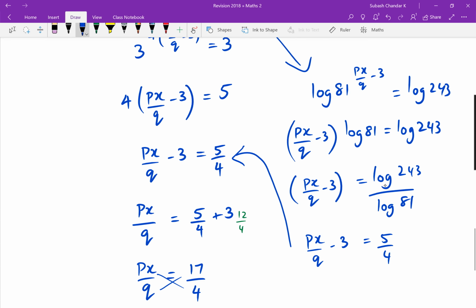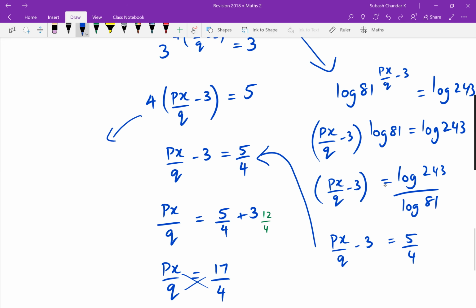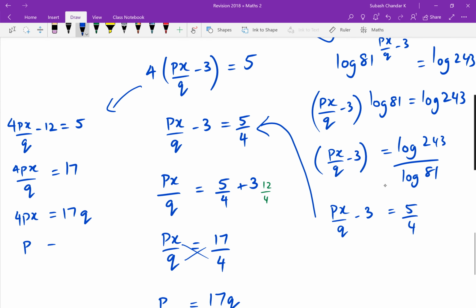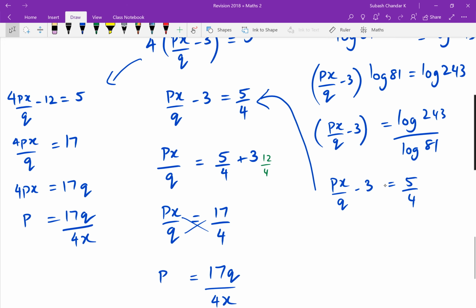It should still be the same thing, because look, if I was to do it like that, I would get 4px over q minus 12 equals 5. Then if I take the negative 12 to the other side, it becomes plus 12, so it becomes 17. And then cross multiply q, so I get 4px equals 17q. And then because I want p by itself, it'll be 17q divided by 4x. So again, same answer. So many different ways of doing this. Okay?